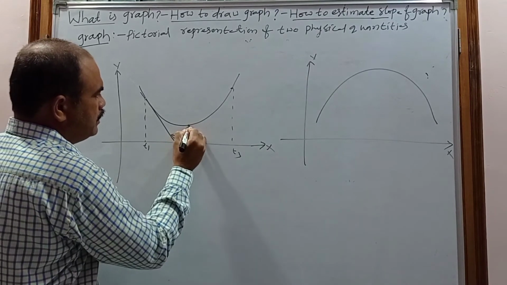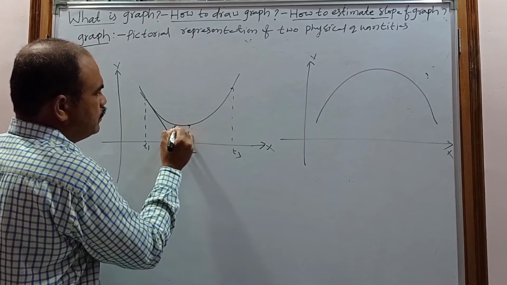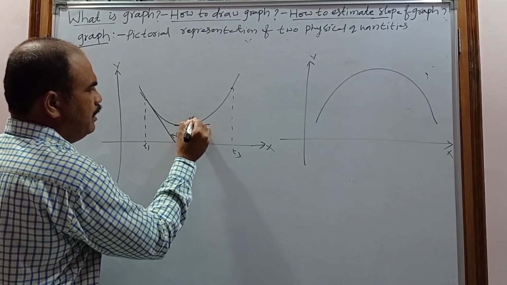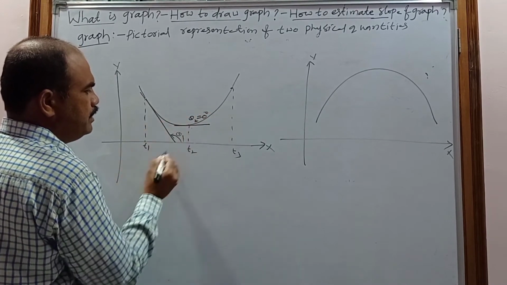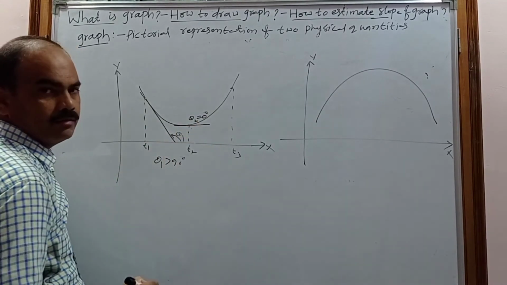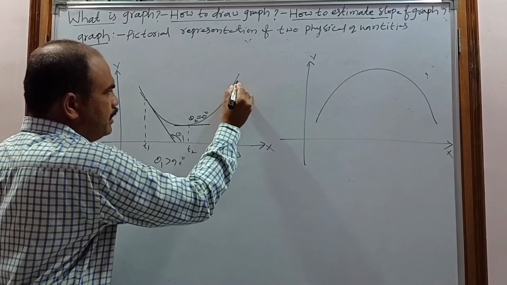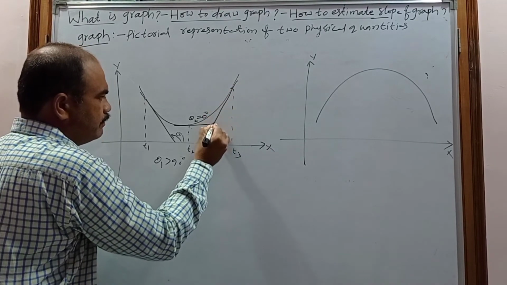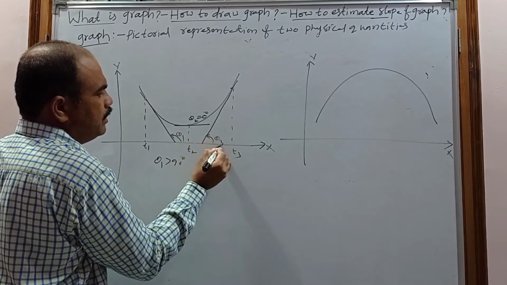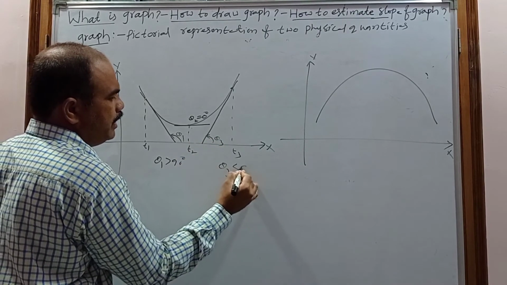Now this is the tangent drawn at time t2. It will be parallel to the x axis. That's why theta 2 is what? 0 degrees. Here theta 1 will be greater than 90 degrees. Theta 2 will be 0. And now when we draw the tangent at this point, this is theta 3. Now theta 3 will be what? Theta 3 will be less than 90 degrees.